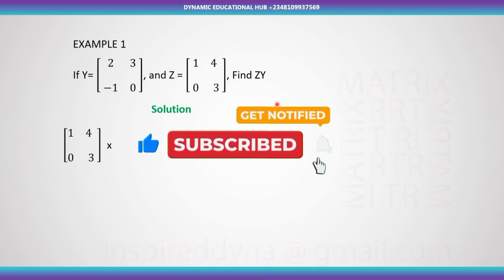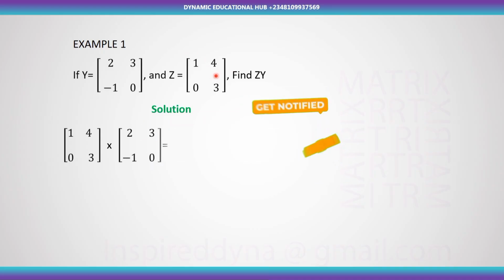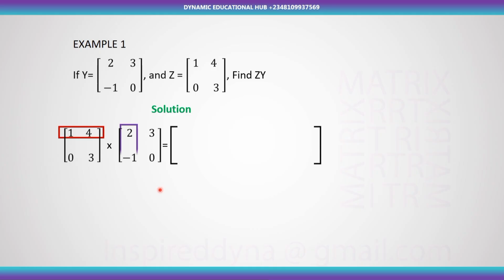Solution. And let's write our z. This is our z here, and this is our y here. Don't forget the arrangement in multiplication. Multiplication operation is not commutative. AB is not the same as BA. They are different. Now let's solve this question. Now we have the format, the row against the column, and let's see how to solve that. Here we have 1 multiplied by 2 plus 4 multiplied by minus 1.